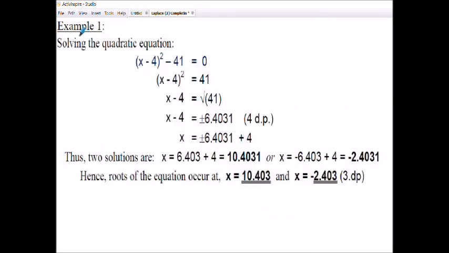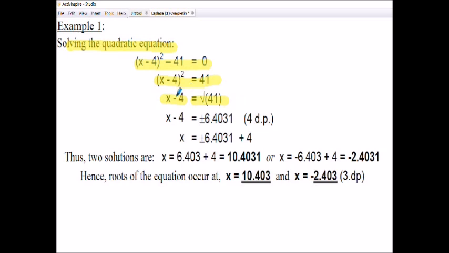Okay, we're going to solve example 1 to find the roots of the equation. I've repeated the equation here just for convenience. So we're solving (x minus 4) squared minus 41 equals 0. The solution steps here will be add 41 to both sides to give us the next line. Get rid of the squared, we will square root both sides. So I get x minus 4 is equal to the square root of 41 on the right hand side.